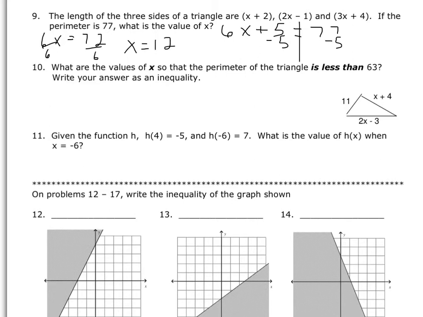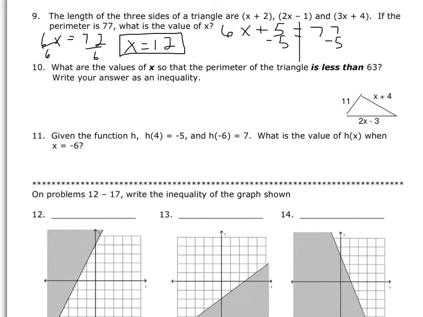So it says, what is the value of x? The value of x is 12. It can be nothing else for that perimeter to be exactly 77. And number 10, what are the values of x so that the perimeter of the triangle is less than 63? Write your answers in inequality. Okay, similar problem. We're still going to add up the sides. And instead of making it equal to 63, we're going to say that the value of that perimeter has to be less than 63.